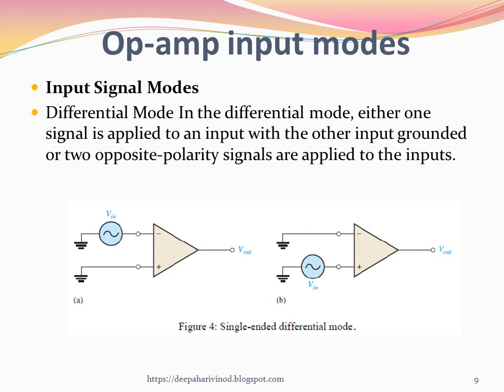Op-amp input signal modes. Differential mode: in the differential mode, either one signal is applied to the input with the other input grounded, or two opposite polarity signals are applied to the inputs. See here, one signal is applied to the inverting terminal and the non-inverting terminal is grounded. In this case, the signal is applied to the non-inverting terminal and the inverting terminal is grounded.